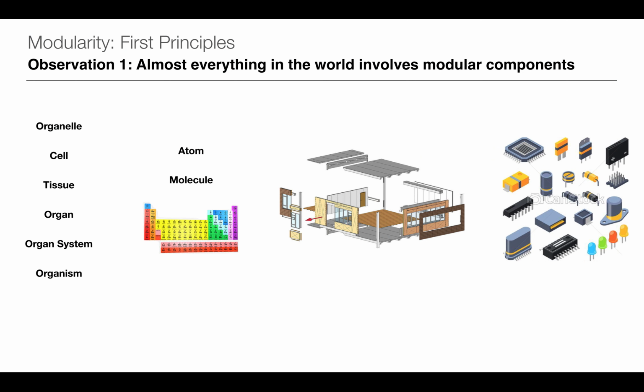So, observation 1. Almost everything in the world involves modular components. If you look around you, almost everything is relying on modularity to function. The building that you're in, almost all the components are from standard stock lists. The dimensions of the wood, the steel, the doors, the windows, the stairs, the glass, they're probably all based on standard increments with standard maximum sizes.